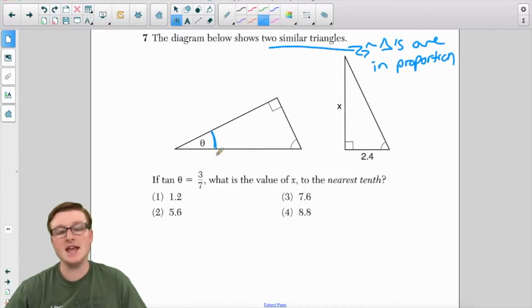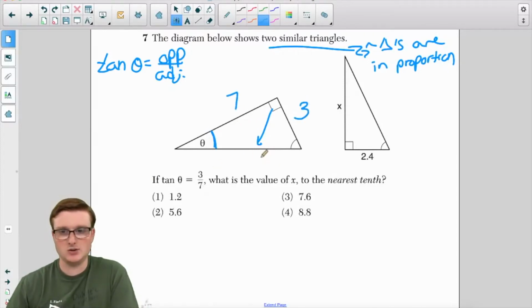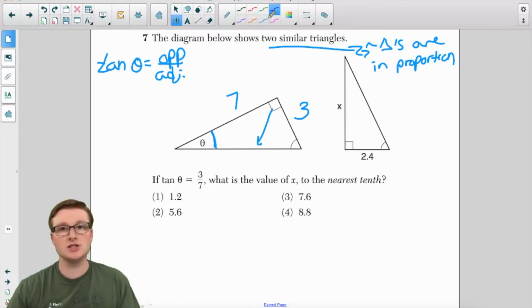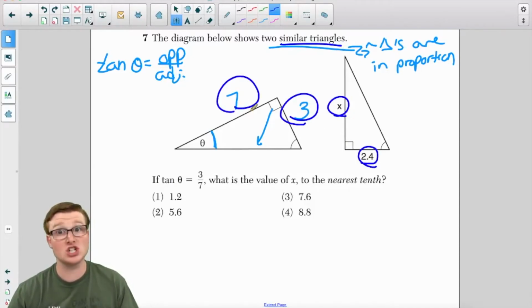Now, the tangent of theta, well, you need to know that tan of anything is the opposite over the adjacent. And this over here is your hypotenuse. So the opposite side of theta is 3 and the adjacent side is 7. We're not using this because that's your hypotenuse. Now, these two triangles are similar to each other because they tell us that. Now, similar triangles are proportions, so we could solve for x by using, again, similar triangle proportions.